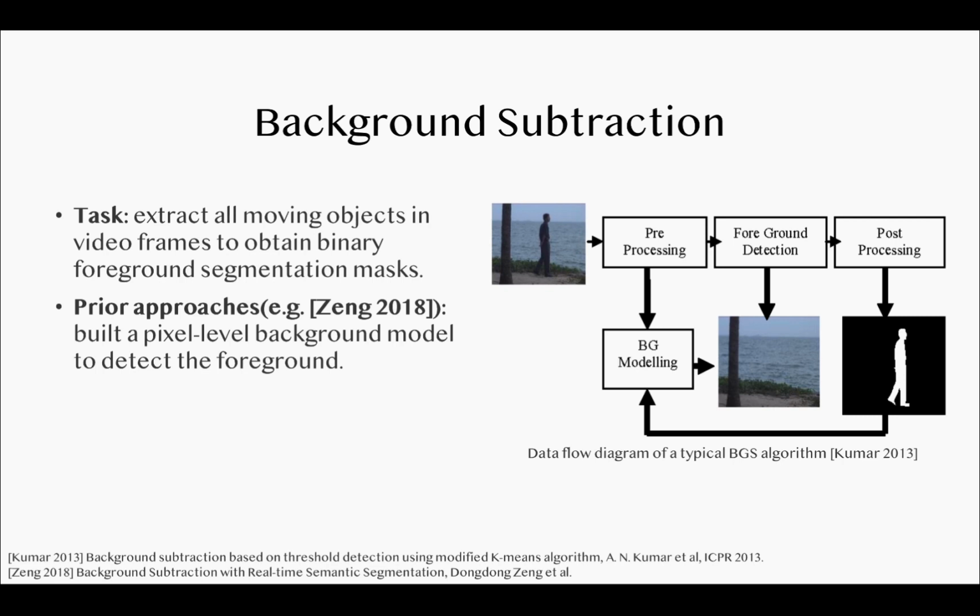Background subtraction is a basic operation in computer vision applications. It aims to extract all moving objects in video frames to gather binary foreground segmentation masks. A typical background subtraction algorithm includes pre-processing, background modeling, foreground detection, and post-processing. Prior background subtraction algorithms built pixel-level background models to detect the foreground, which makes it hard to determine whether a moving area is an object.